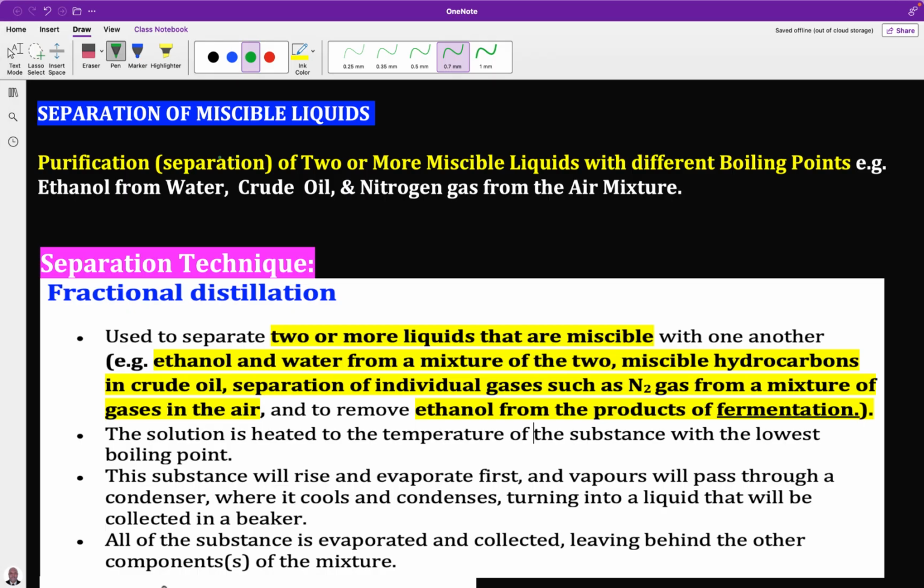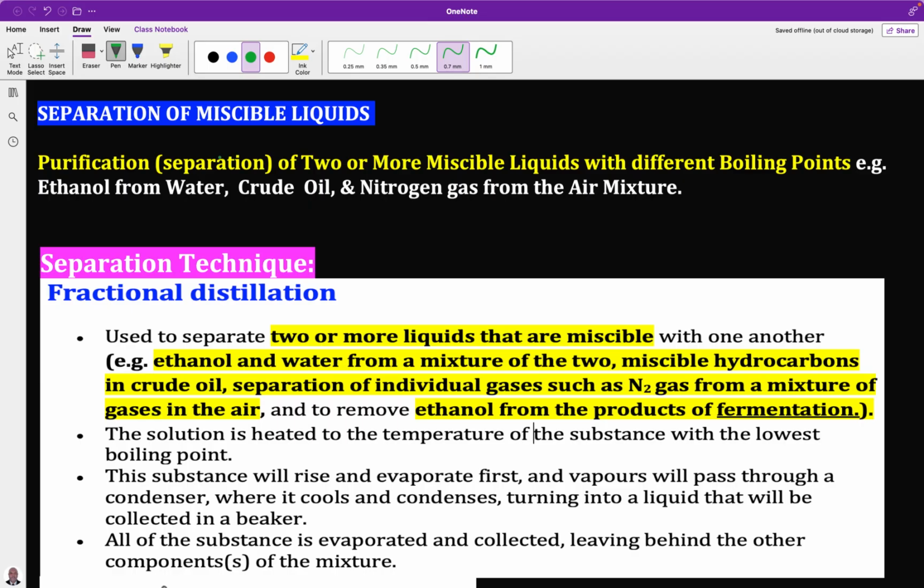I just gave the example of ethanol and water, a mixture of the two miscible liquids. Other examples include hydrocarbons in crude oil, separation of individual gases such as nitrogen from a mixture of gases in the air, and even removing ethanol from the product of fermentation.